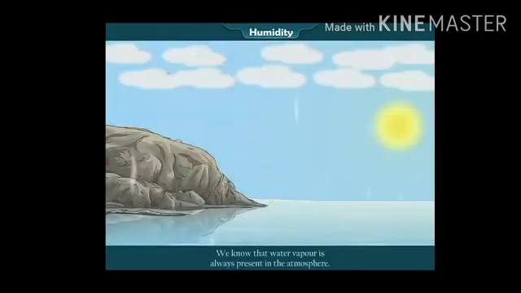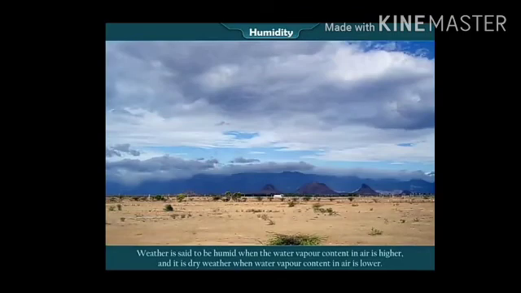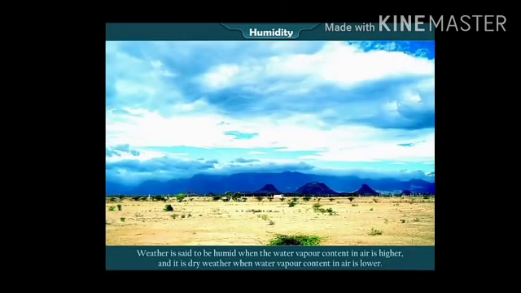Humidity. We know that water vapor is always present in the atmosphere. The amount of this water vapor is called humidity. The moistness or the dryness of the air depends upon the atmospheric humidity. Weather is said to be humid when the water vapor content in air is higher, and it is dry weather when the water vapor content in air is lower.